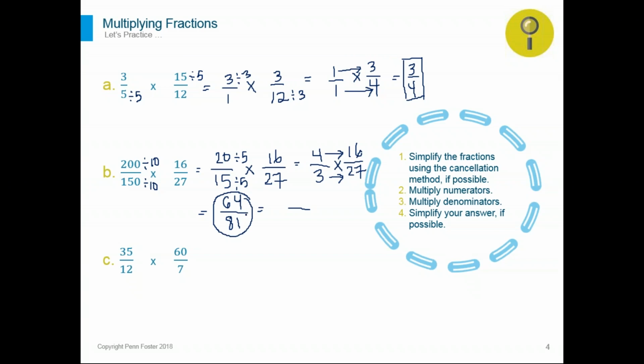If it was not a proper fraction, we would have to change it to a mixed number. I'm sure down the road we will have some examples where we have an improper fraction, and we will remember together how to put it in mixed number form. But as of now, this is the right answer. This is in simplest form, and that is it. So the product of these two fractions is 64 over 81.